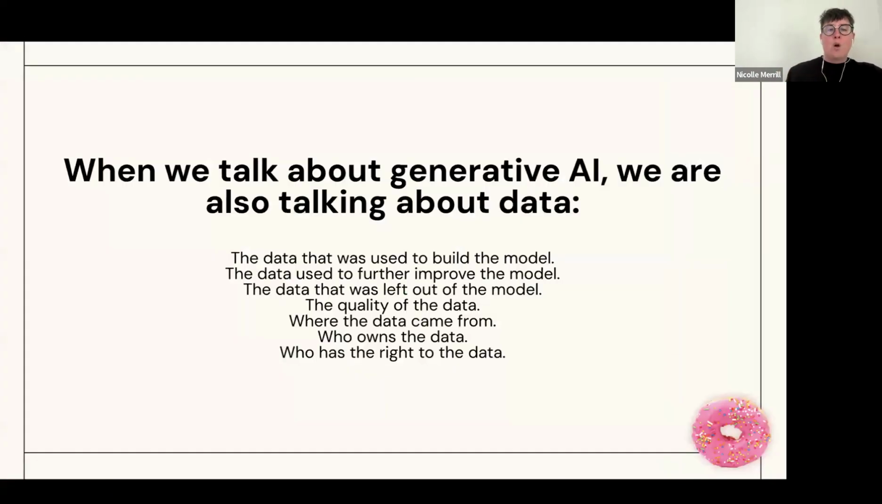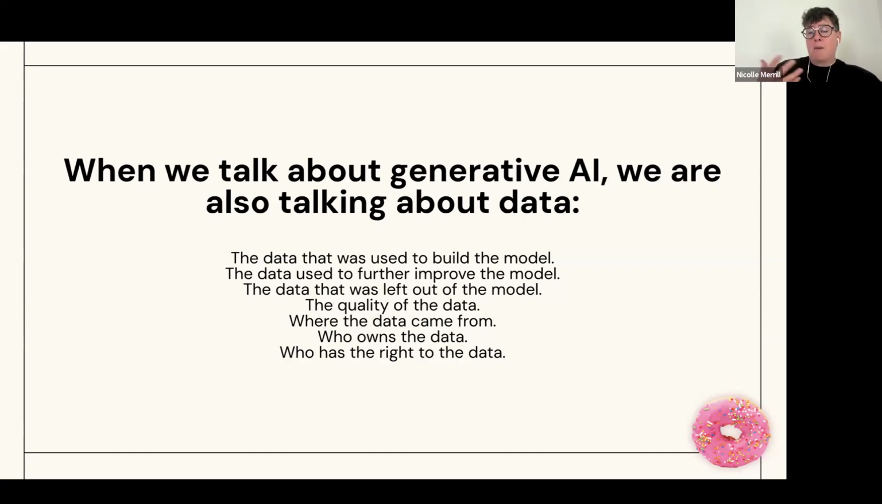So when we talk about generative AI, we are also talking about data. You'll see in conversations about generative AI how big the model is. They're making bigger models and even bigger models. And GPT-5, which doesn't exist yet, or maybe it does, is going to be big. And it's like, yeah, but what about the data? Because data is the foundation of the model. And so when we talk about data, we're talking about the data that was used to build the model, the data that was used to further improve the model, because you can take a model and then make it better with more data, and the data that was left out.